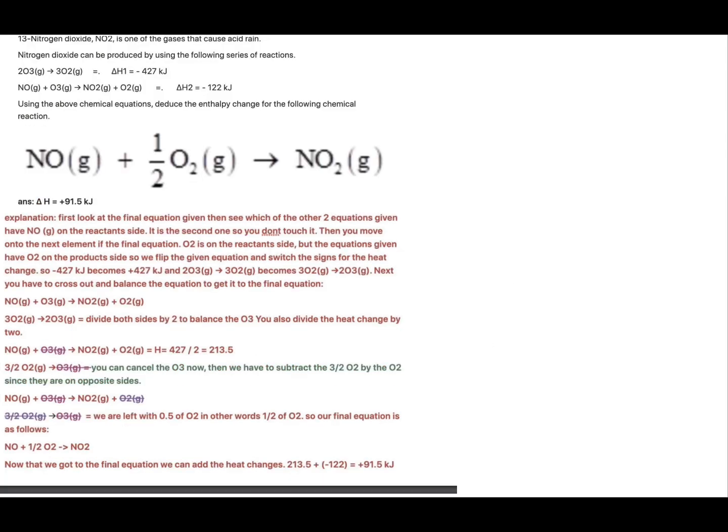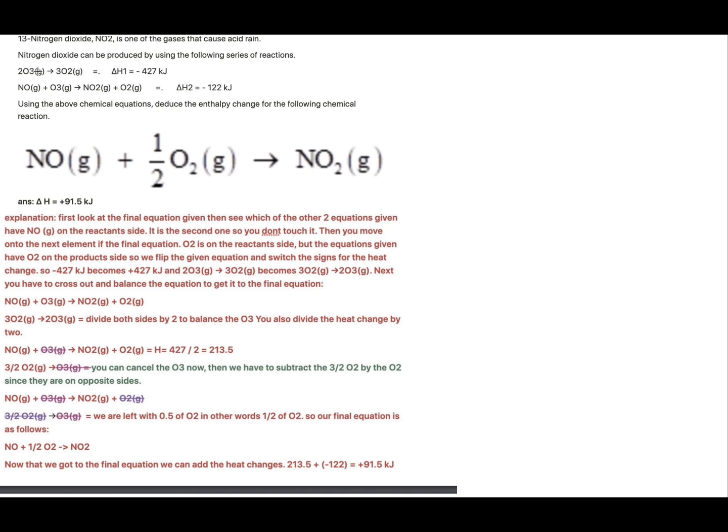Okay, this question's a bit confusing. This is how you solve this question with Hess's law. It's question 13 in your quiz. Nitrogen dioxide, NO2, is one of the gases that cause acid rain. That's just a filler line, but memorize it just in case. I have a feeling it'll come in a final or periodic or IG if you're taking IG chemistry. Nitrogen dioxide can be produced by the following series of reactions.